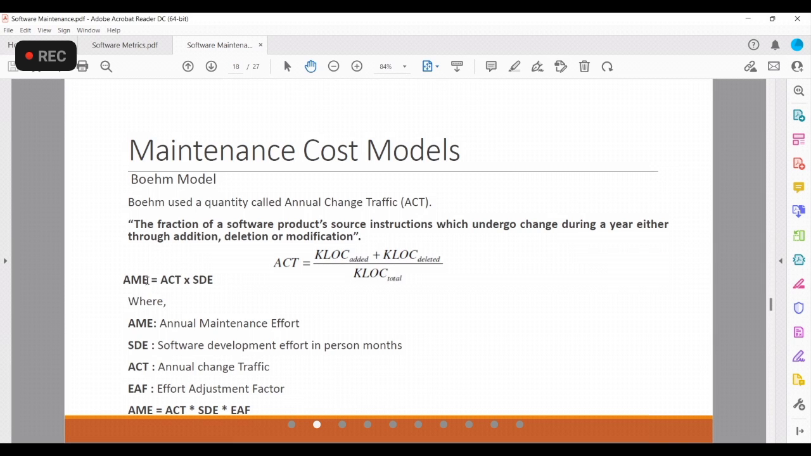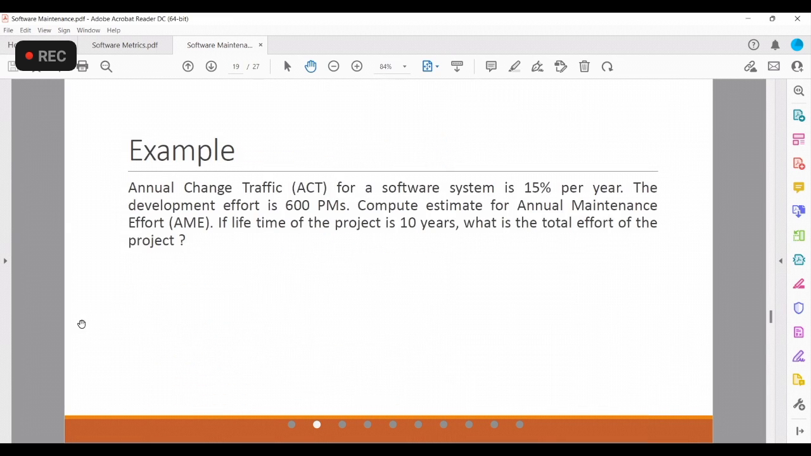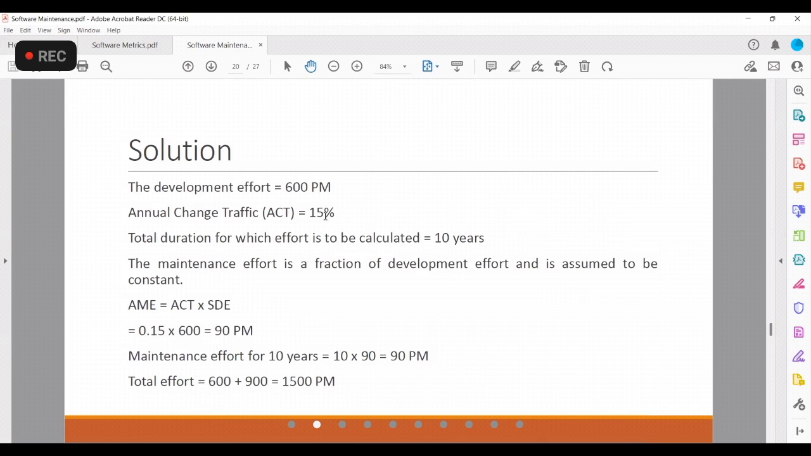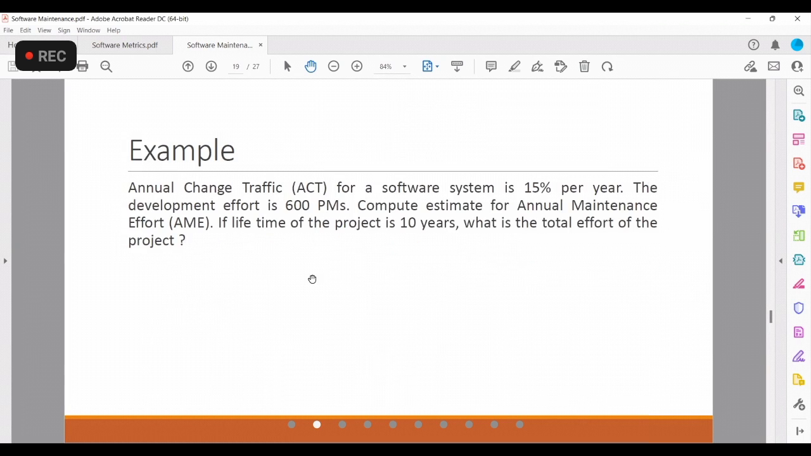So let's see a question for that one. For example, annual change traffic for a software system is 15% per year. The development effort is 600 person months. So you need to compute estimate for annual maintenance effort. Also, if lifetime of the project is 10 years, what is the total effort of the project? So first of all, here annual change traffic has been given to you as 15%, okay? So that means around, that is 0.15. That is your ACT. फिर development effort कितना given है? That is 600 person months.